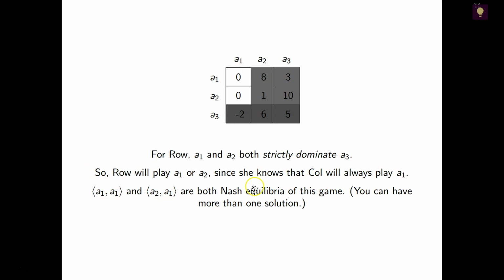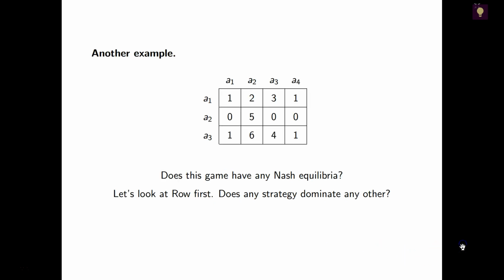A1 and A2 are both Nash equilibria of this game. You can have more than one solution to a game. And if we wanted to double check our work, we could go back to A1, for example, and ask whether, given that player 2 is playing A1, player 1 has any incentive to deviate, and it's clear they do not. And given that player 1 is playing A1, does player 2 have any incentive to deviate? Player 2 does not, because 0 is better than negative 8 and better than negative 3. So we can see these are in fact Nash equilibria.